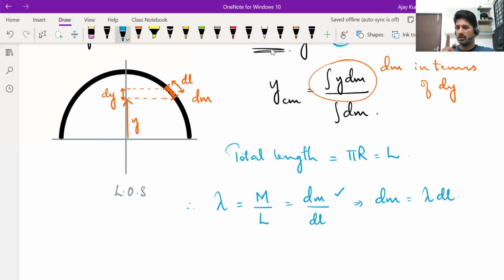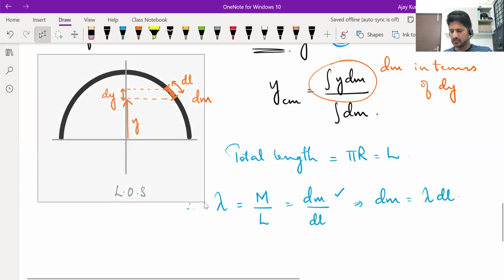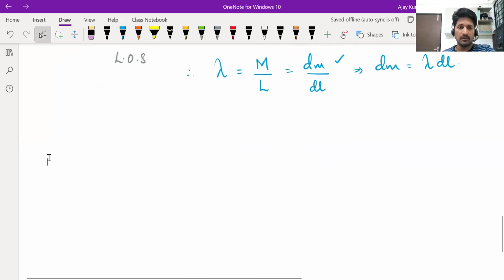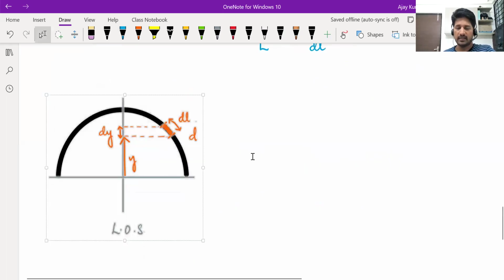But that is not what we want to integrate. In order to perform this integral, we need a relation between dm and dy. And that is what we are not able to connect now. Okay. So for that, what we do is we look at things in a different manner. We assign length and this height by taking help of another variable.